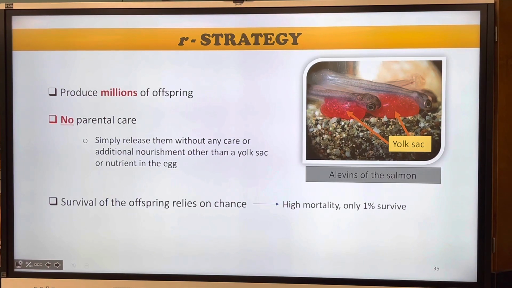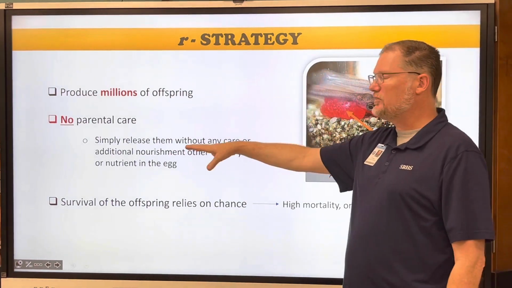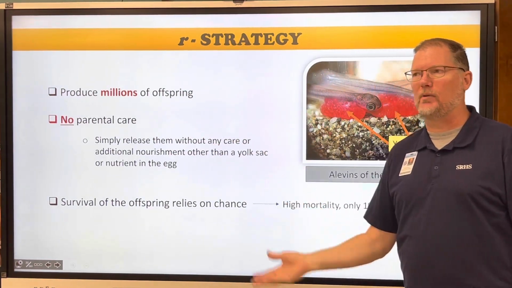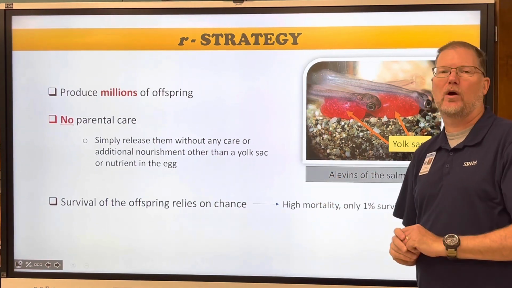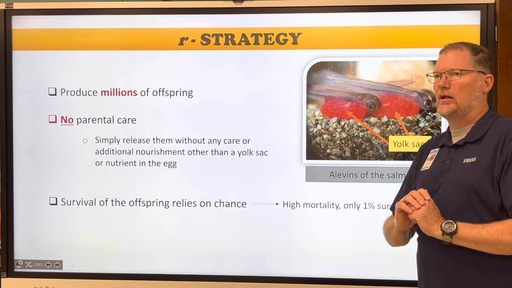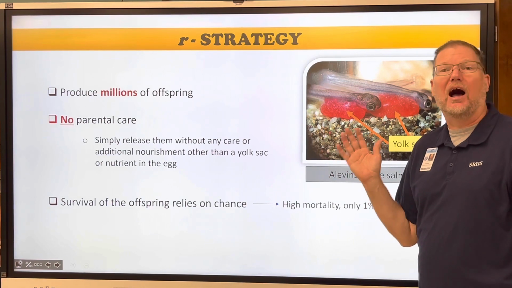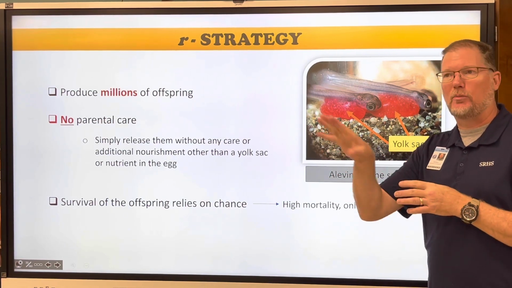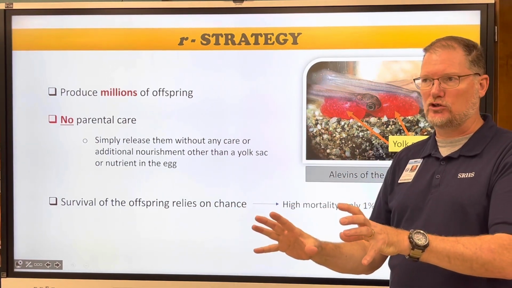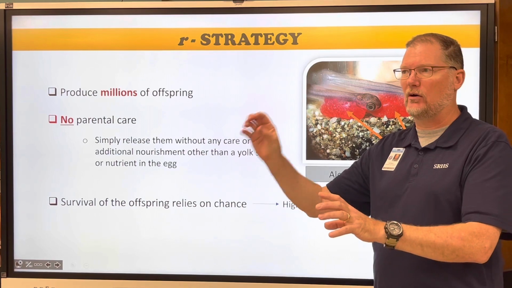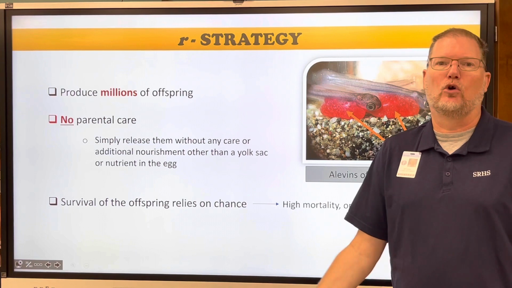So R strategy again. Millions of offspring, no parental care, we got that already. They simply release them with virtually no care at all. Some will make a nest to do the fertilization and put the eggs in, some will hide the eggs somewhere, and then leave. Live or die. I mean, look at salmon that swim up the river, lay their eggs, fertilize, you know, the male and female, external fertilization. The female lays her eggs, the male sprays his sperm on them, and then they die. That's it. There's no way they could take care of them.